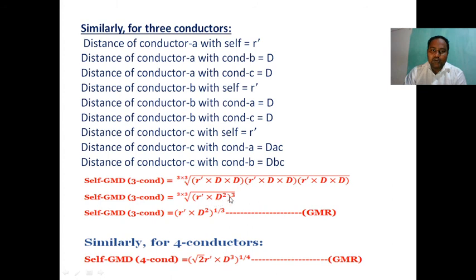So if you rearrange the formula, R dash into D square whole power 3 into 3 square. If you reduce this formula, the self GMD of the conductor becomes R dash into D square whole power 1 by 3. Similarly, if there are four subconductors, the self GMD is equal to 2 R dash into D cube whole power 1 by 4, that is 2 root 2 into R dash D cube whole power 1 by 4. What is R dash? It is the self. What is D? The distance between one conductor and another conductor.